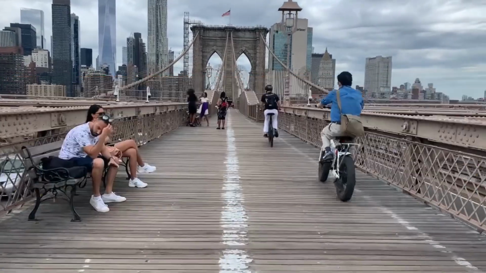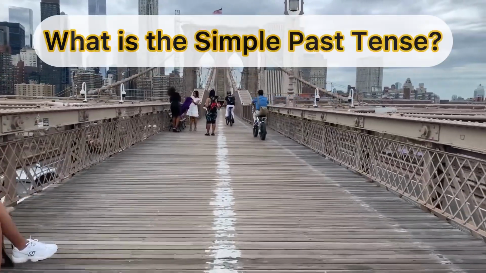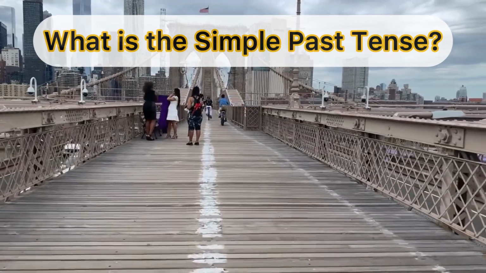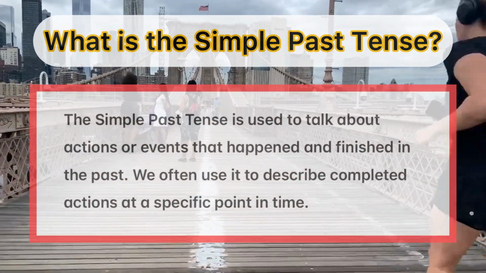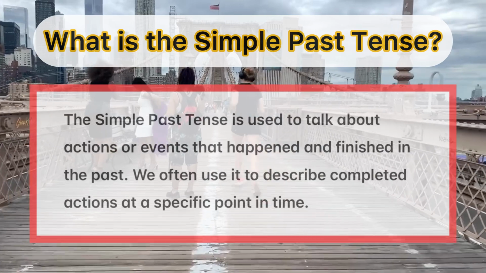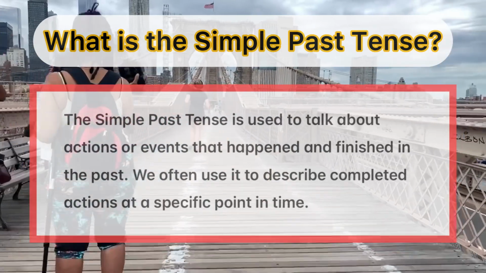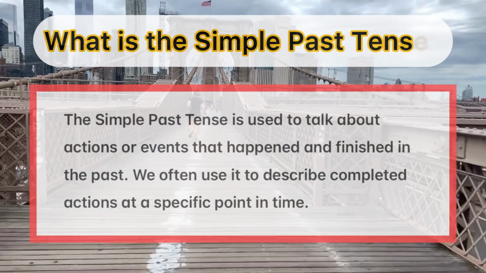So let's get started. Part 1. What is the simple past tense? The simple past tense is used to talk about actions or events that happened and finished in the past. We often use it to describe completed actions at a specific point in time.